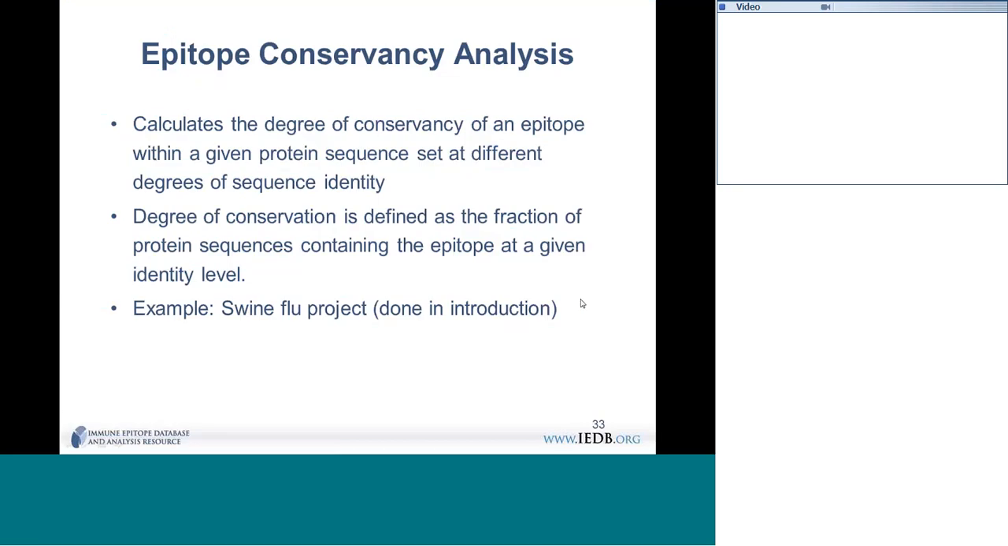In terms of conservancy analysis, we went through this before. This calculates the degree of conservancy of an epitope within a given protein sequence set at different degrees of sequence identity. And we define conservation as the fraction of protein sequences containing the epitope at a given identity level.